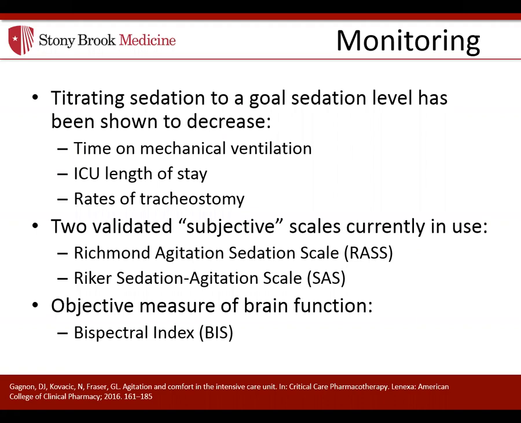The subjective scales, we have two validated subjective scales that are in use. So we have the RASS and the SAS tables, and yes, they are subjective in that they can vary from person to person, but they're validated to remove any bias between nurse to nurse measurements. And then we have our objective measurement, which is the bispectral index, or BIS, and that's used in patients who are concomitantly receiving a neuromuscular blocking agent because you are unable to measure these two, and we'll go over why.